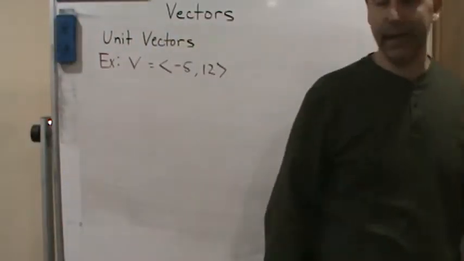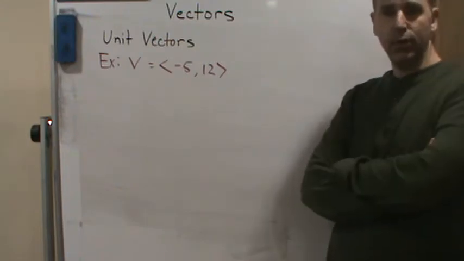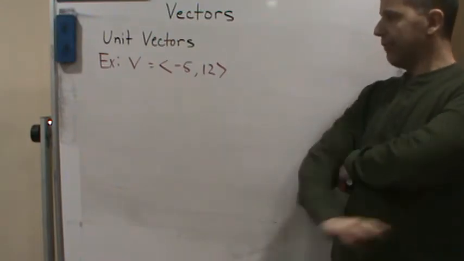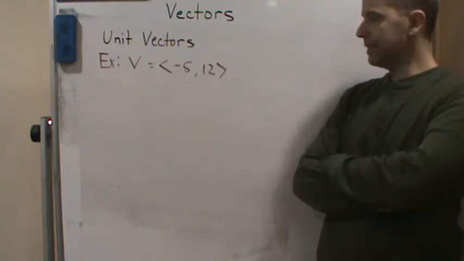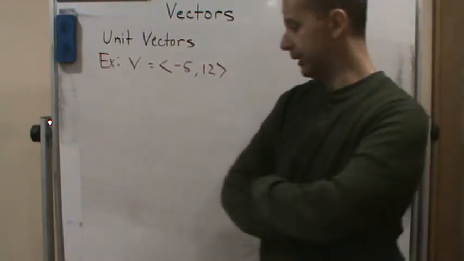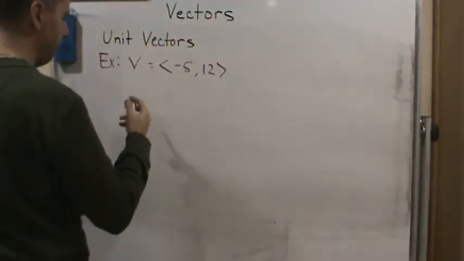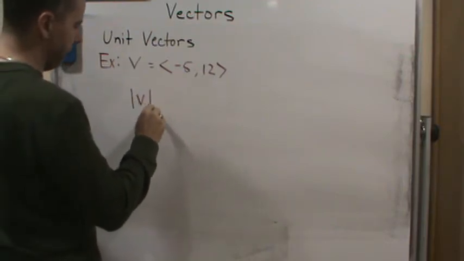Okay, so welcome. And now let's do an example of dealing with vectors and unit vectors. So we have this vector and we want to find the unit vector that's in the same direction as this vector. So the first thing we need to do is find the magnitude of v. Okay, so again, how do we find the magnitude of v?